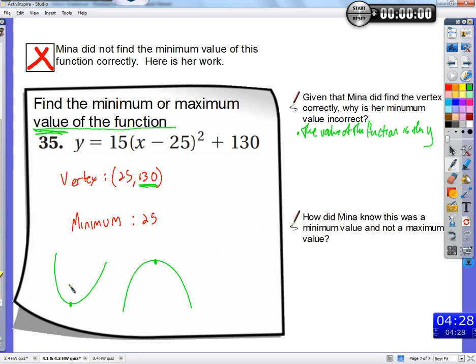So if it opens up, and we found the vertex, and the value of the function is the y value, and we know that the smallest y value in this case would be at the vertex, then that value is 130. So 15 is positive, which means the parabola opens up. Smallest value. Is there a maximum value for a parabola that opens up? No. Why not? It just keeps going. We usually put arrows on these to indicate foreverness. They just keep on going forever. There's no value too big. We can get to any value you want if our parabola opens up.